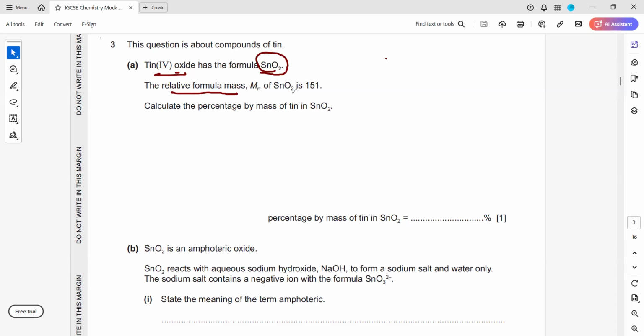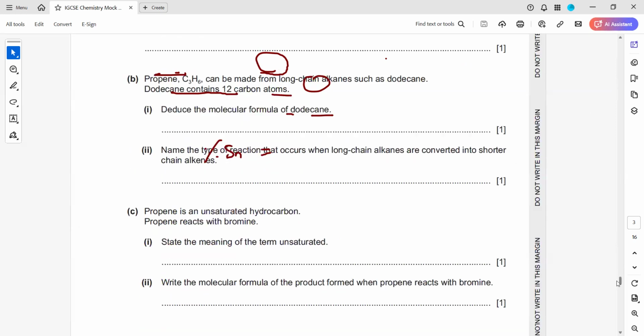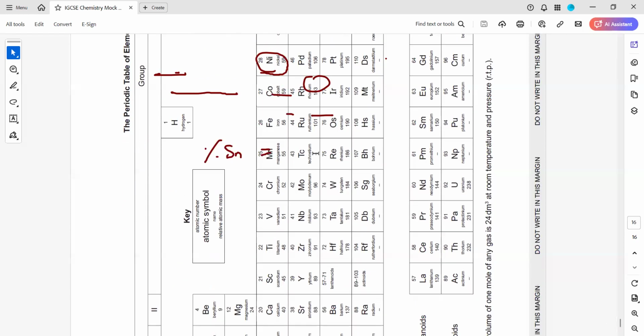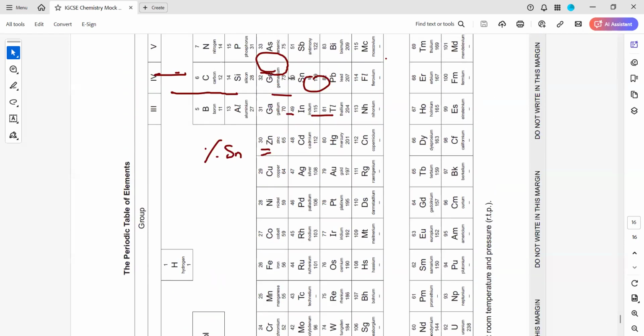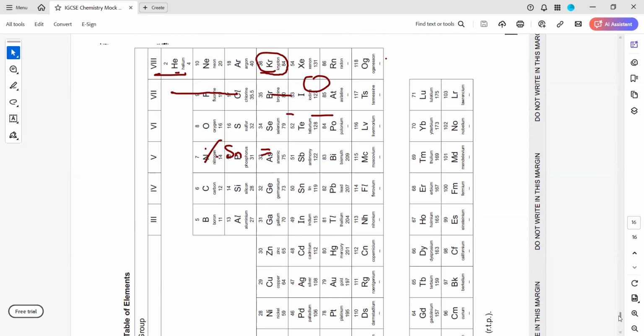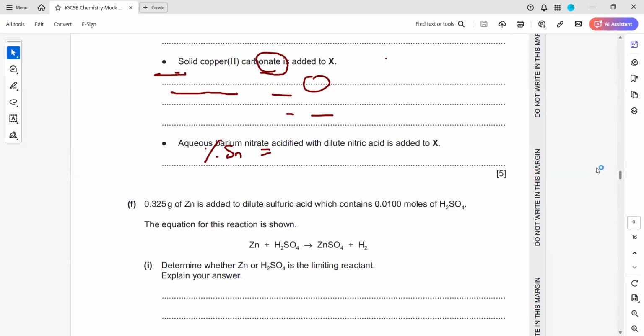The relative formula mass of tin oxide is 151. Calculate the percentage by mass of tin in SnO2. So we want to find the percentage. How to find the percentage of Sn by mass? You have to check the periodic table. What is the atomic mass of tin? 119. So Sn is 119. Yes, sir. So you have to put 100, because only one atom of tin is present.